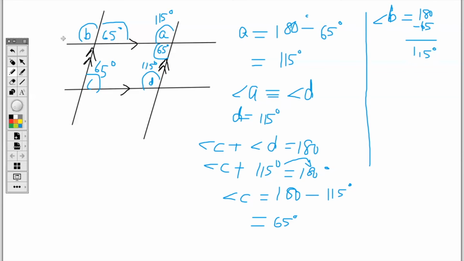Another way that I can do this is to look at the fact that the 65 is on a straight line. So angles on a straight line add to give me 180. So subtracting this from 180, I will get 115 degrees. And then I can say these are corresponding angles. So that means I will get the 115 degrees, which is the same.